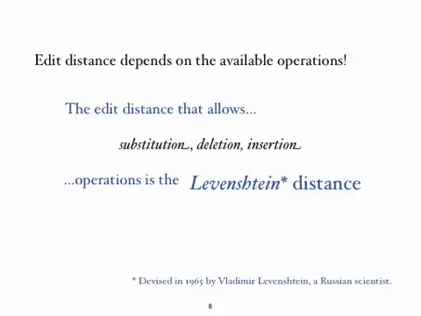So the edit distance we come up with depends on the operations that are available to us when we're trying to transform one string into another. If we just use substitution, deletion and insertion, then the edit distance we get with these operations is called the Levenshtein Distance, which is named after Vladimir Levenshtein, a Russian scientist who came up with the idea in 1965.